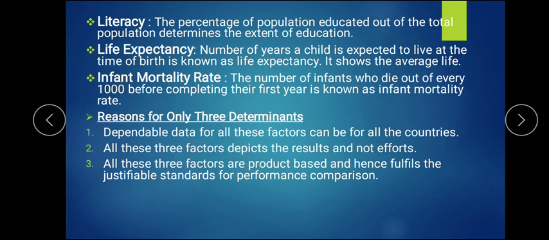So why are only these three taken up? Because they show results, not efforts. Dependable data for these factors is available in all countries: population, literacy and infant mortality are recorded everywhere, so it helps us measure in all countries. Again, it shows results. Third, all three factors are product based, hence they fulfill the standard of performance comparison. With these three factors we can find the standard of living in the economy. So all three together become the physical quality of life index.